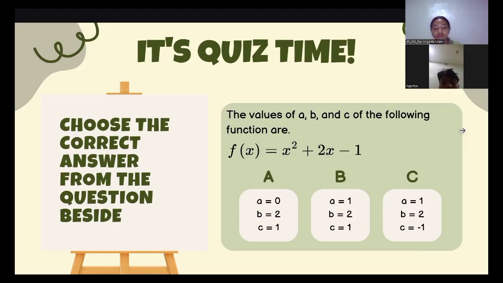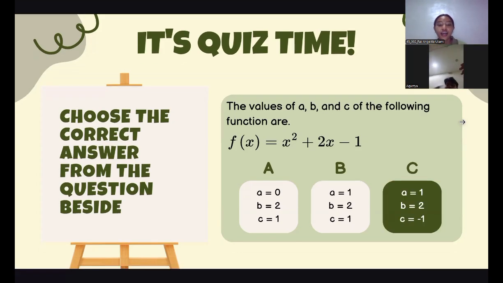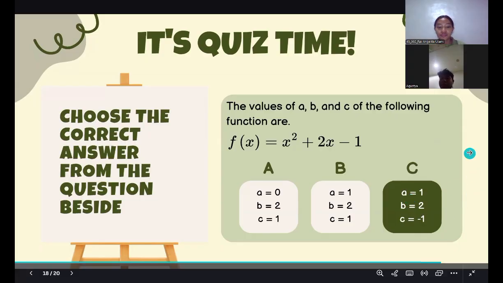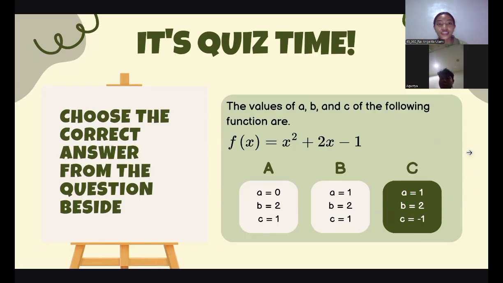I want to try, Miss. I think the correct answer is C. Alright, Agustia, you choose option C. Now, let's check your answer together on the next slide. Look at the dark green highlight on option C. So, your answer is correct. Great job, Agustia.